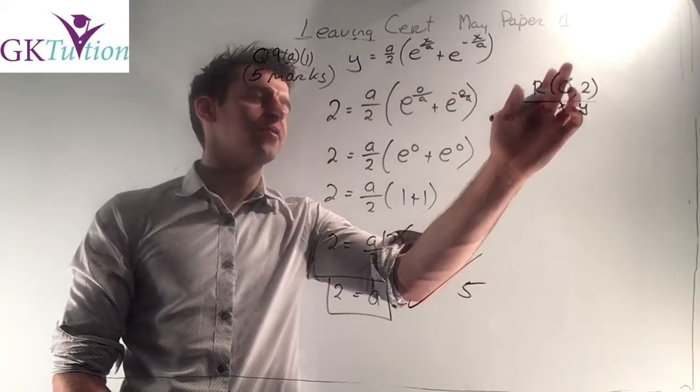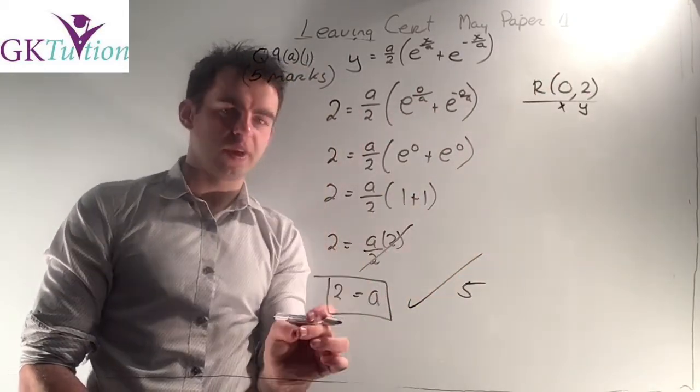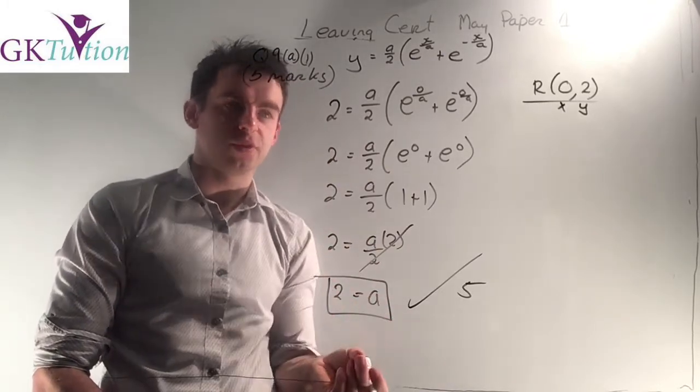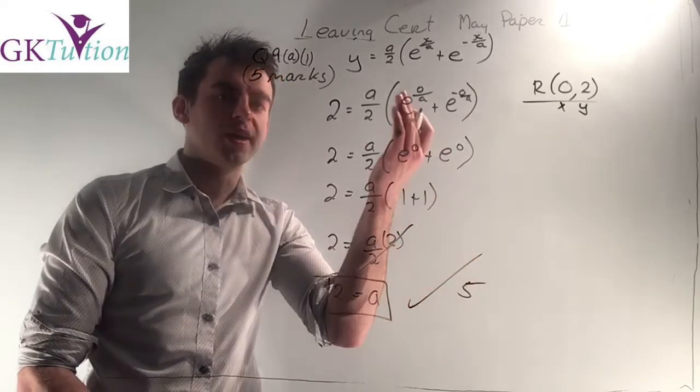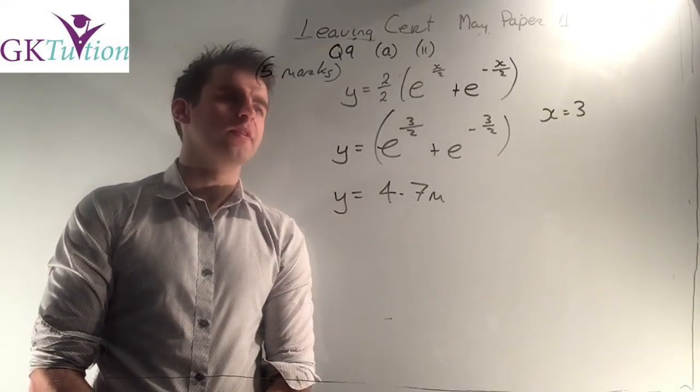You have to sub in 0 and 2 for x and y. You can't sub in 2 for your a and verify that it's true. You have to sub in x and y and discover that a is equal to 2. Again, for part 2, there's 5 marks going for this.